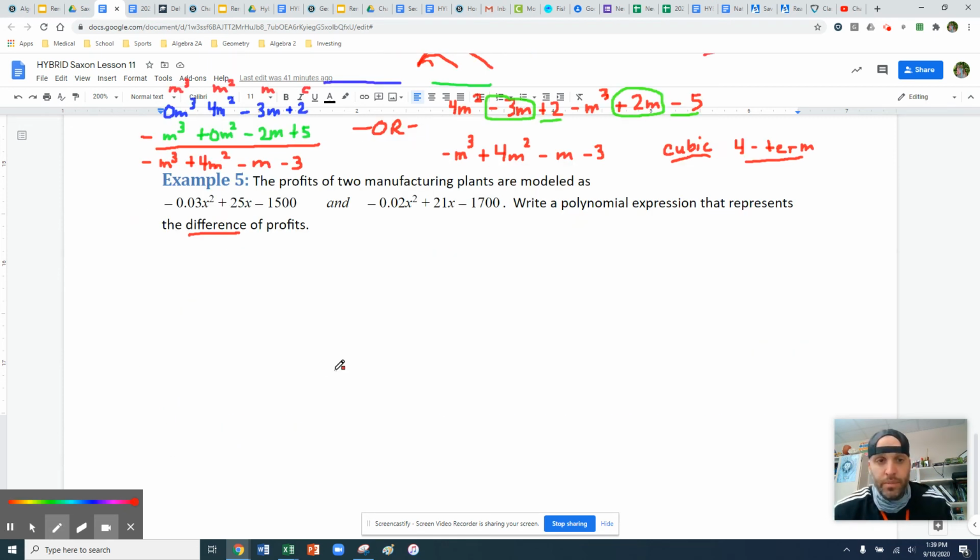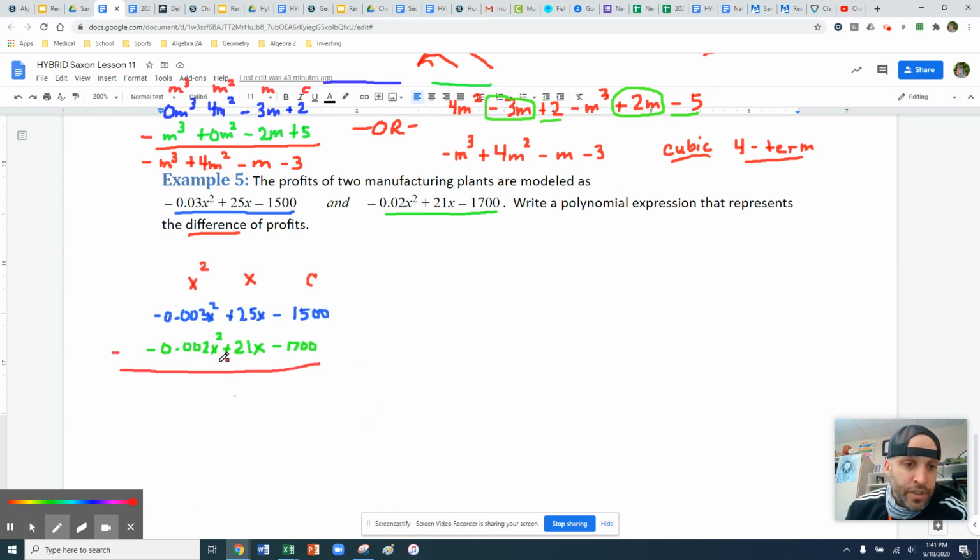To finish up, a company's profits are listed in the polynomial below, and we want to write a polynomial expression that represents the difference in profits. Difference does mean subtract. I am going to use the vertical subtract method. You can try either method you'd like, but that's how we will solve this one. So we can organize vertically. We've got our quadratic, we've got our linear, and then we've got our constant. Now we're ready to subtract.